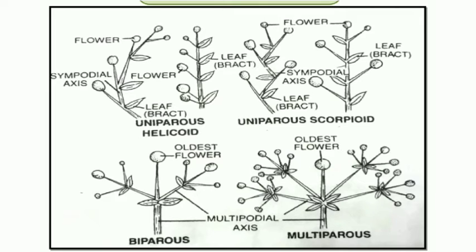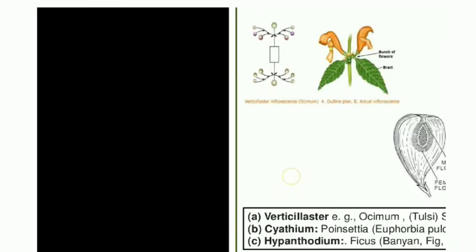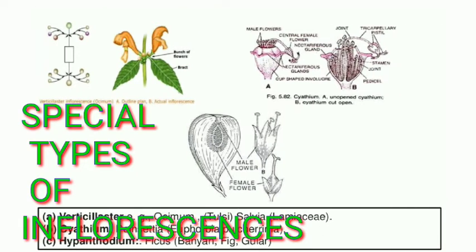So, till now we came to know about racemose and cymose. There are a few more special types of inflorescence we shall see in the next slide. So, you can see in the diagram there are three special types of inflorescence. One is verticellaster, second one is a cyathium, third one is a Panthodium.